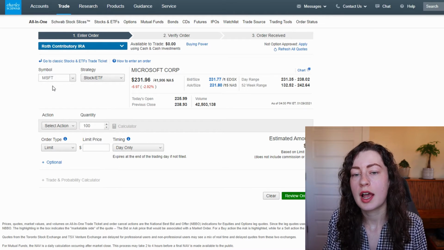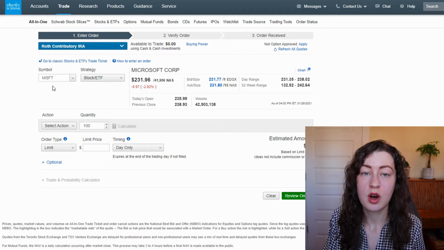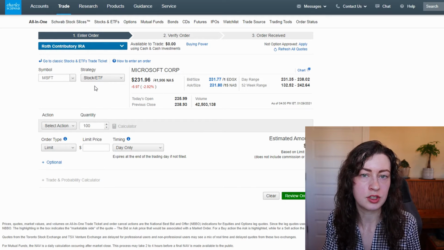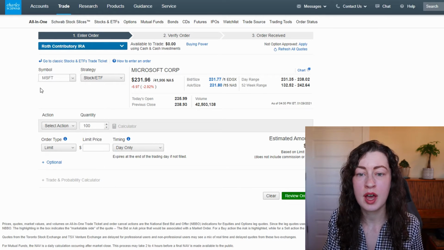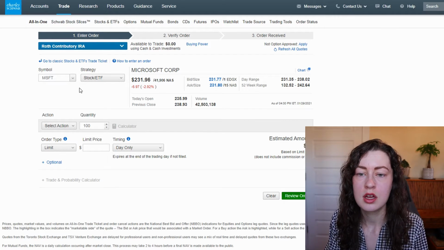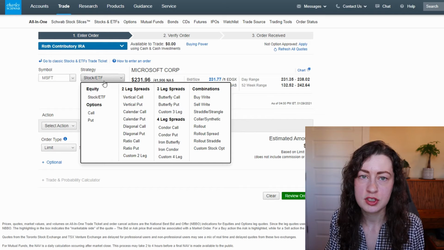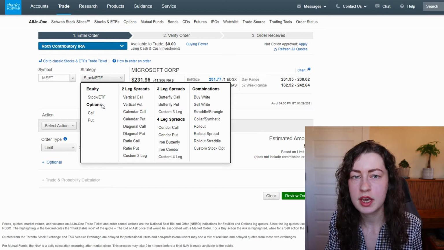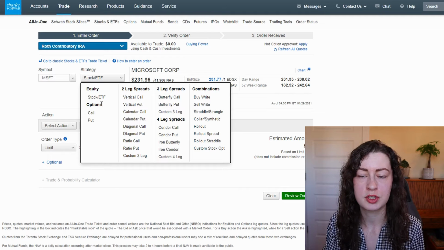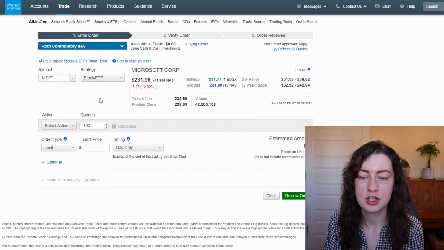So once you select a symbol, the rest of this page will auto-populate. The first option here is strategy. This auto defaults to stock/ETF because Schwab recognized that the symbol MSFT is Microsoft stock, which is obviously an individual stock. If you select this drop down, you'll see a bunch of different options, but if you're a beginner investor or just kind of the average investor, don't worry about all these different options. Just make sure it's selected to stock/ETF.